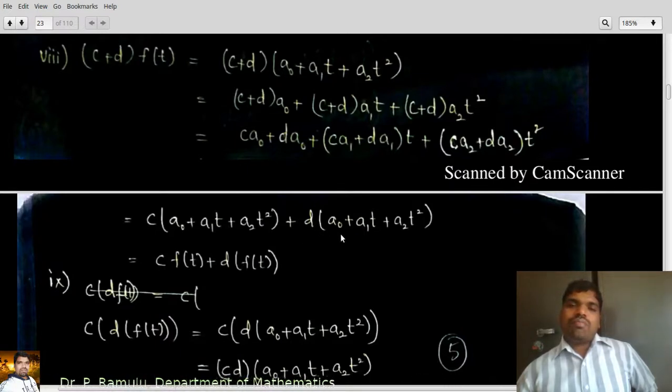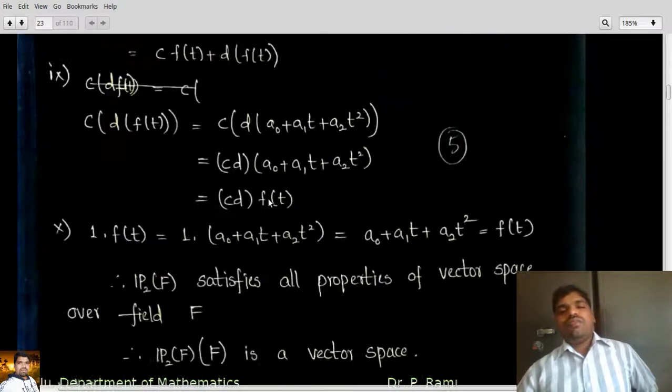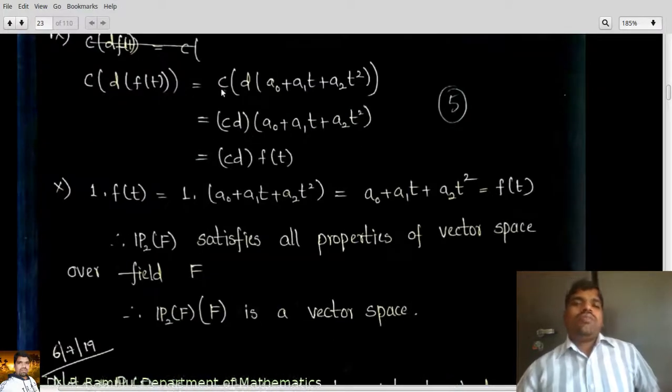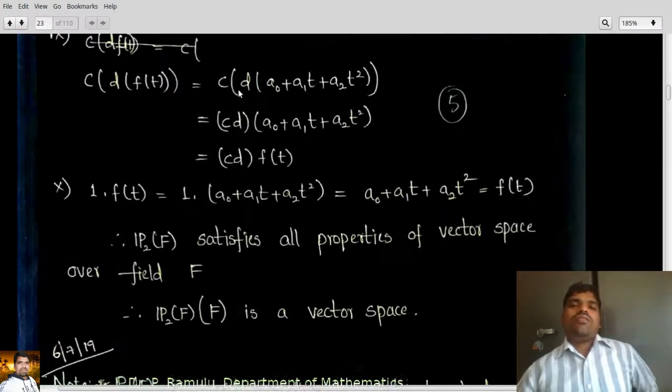Yeah, this is both the same, right? Therefore, (c + d) f(t) is equal to c f(t) plus d f(t). Ninth condition: (c d) f(t) equals c d a0, and if I take c d common, c d (a0 + a1 t + a2 t²), that equals c (d f(t)).